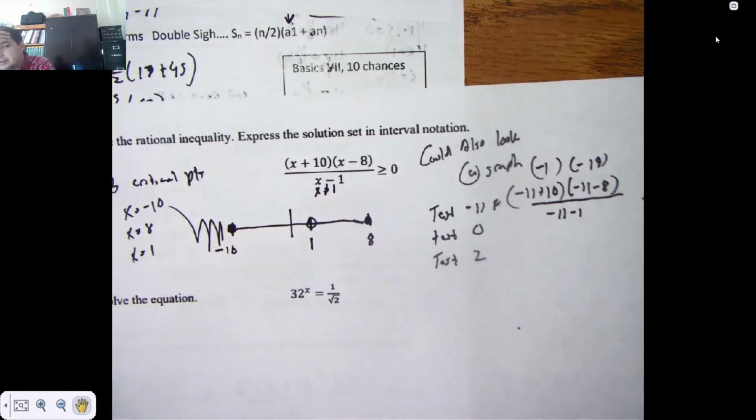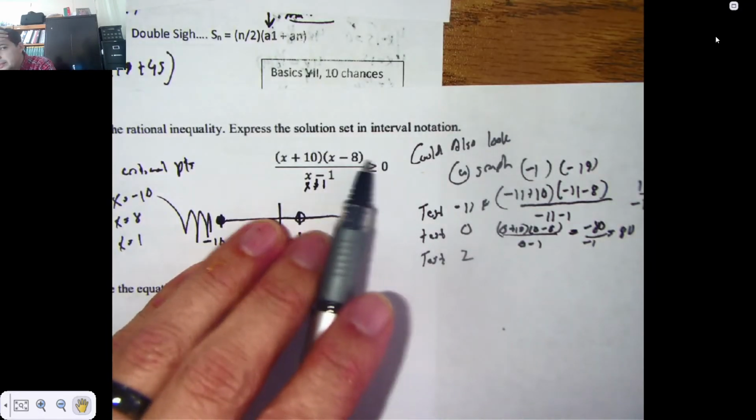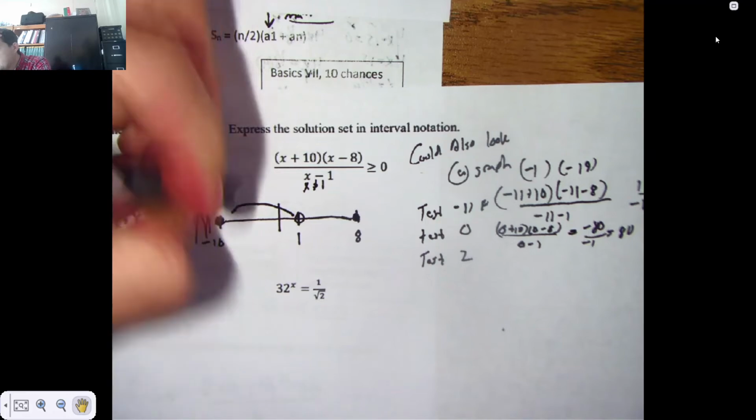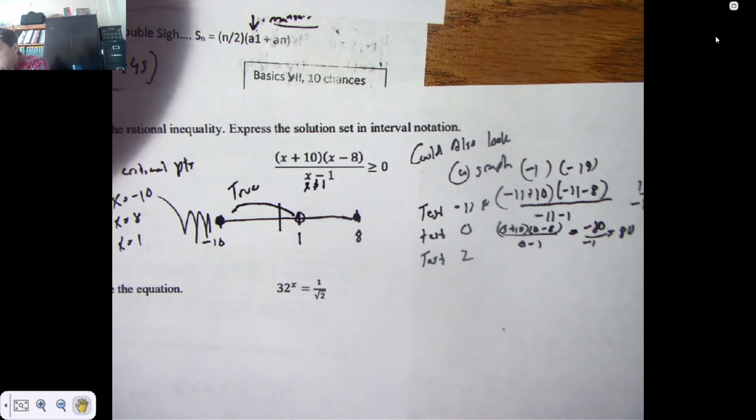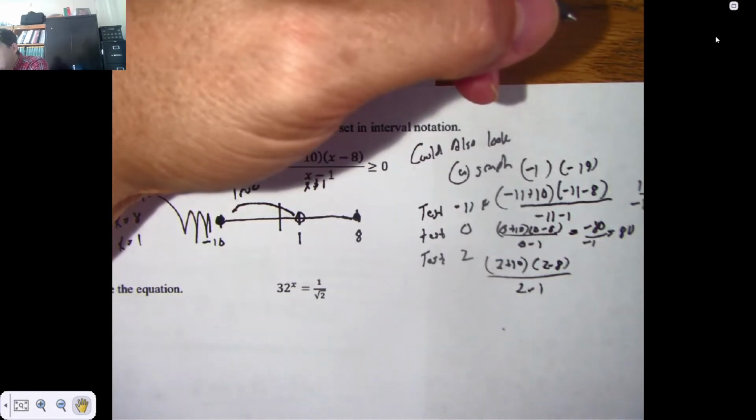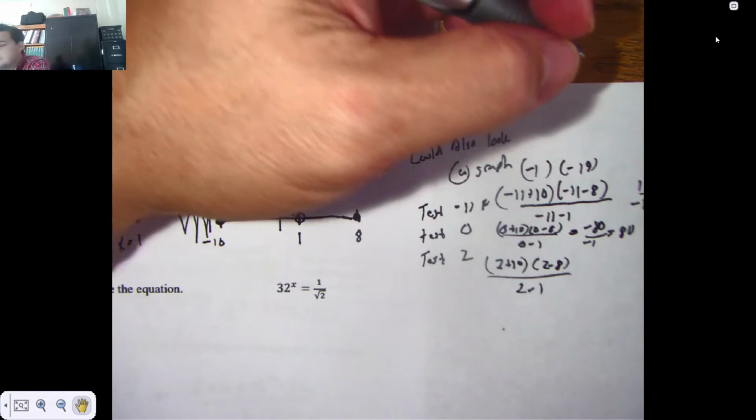I'm not keeping anything to the left. If I test a 0, I would have 0 plus 10, 0 minus 8, 0 minus 1. This is going to be a winner, because this is negative 80 over negative 1, which is 80, which is true, because that is bigger than 0. So all of this is true. And then I'm going to test a 2. If I test a 2, it's probably going to be false. 2 plus 10, 2 minus 8, 2 minus 1. That's going to be 12 times negative 6, which is negative 72, and it's sitting over 1.